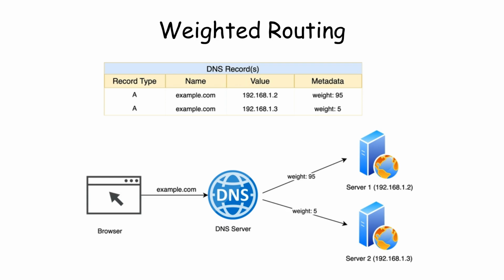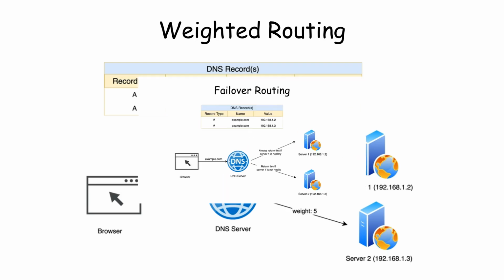This percentage-based distribution is incredibly powerful. You can use it to perform A/B testing by sending a small slice of users to a new feature. It's also perfect for canary releases, where you can cautiously roll out a new version of your application by slowly increasing its weight over time. Weighted routing gives you precise, granular control over exactly how much traffic each resource receives.